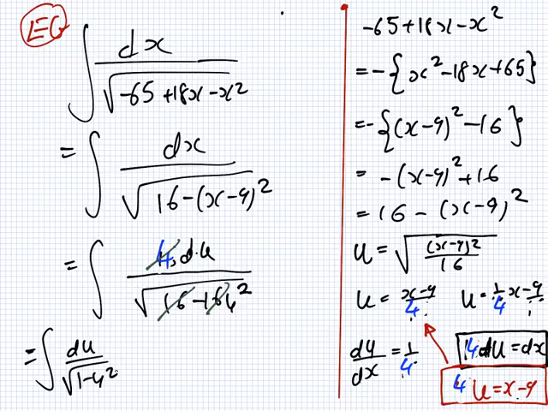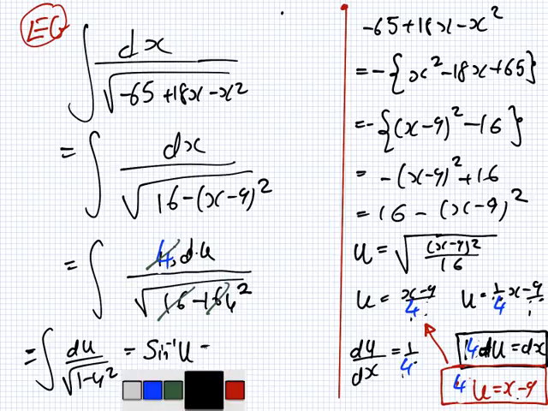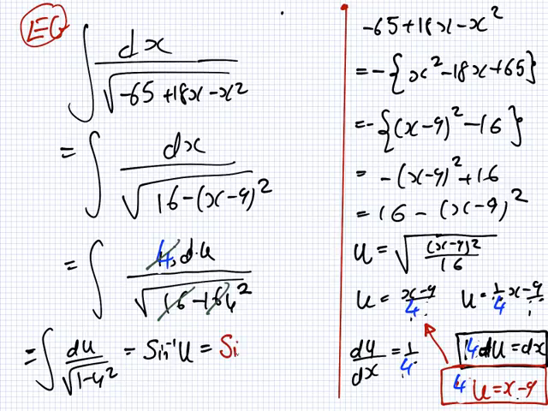Yep. How is minus 16u squared? How is it? Because it's 4u squared. X minus 9 squared, 4u squared. Yeah. That will be sine inverse u, which will be sine inverse x minus 9 over 4 plus c. That's the answer.